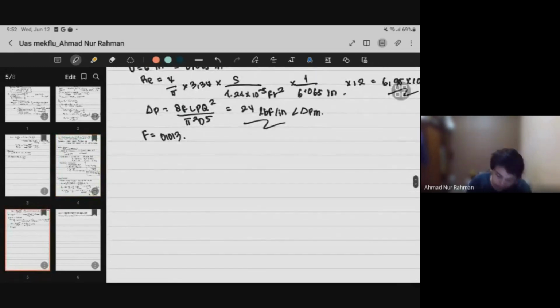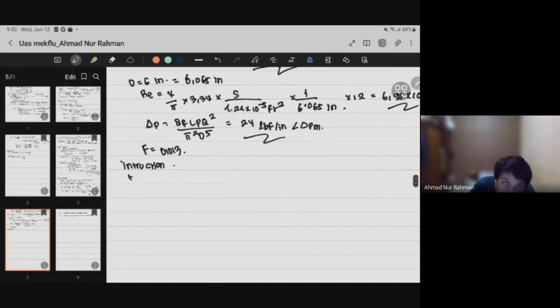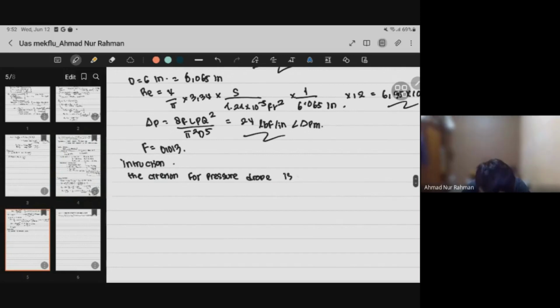So the instruction from the result is that the criterion for pressure drop is satisfied in diameter 6 in. Is satisfied in diameter 6 in.